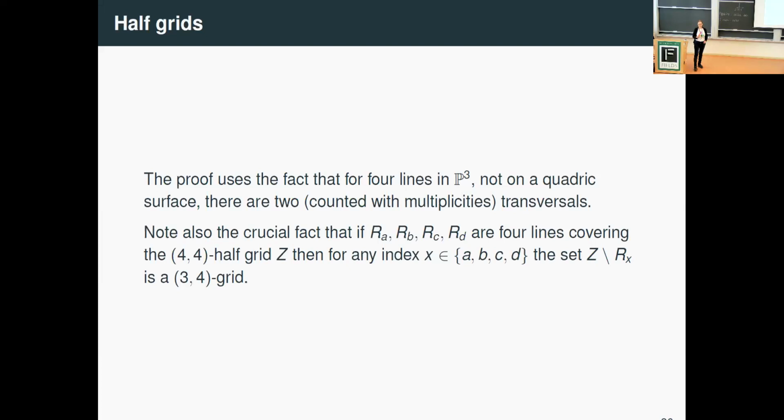So if you have 4 lines, and our half-grid lies on these 4 lines, and we consider the set without one line, then our points form a 3-4 grid. So how do we know it? The half-grid is a Geproci set, so if we take out a line, we get a 3-4 Geproci set, and there are 2 options. One is the grid, and the other is a D4 configuration, but the D4 configuration doesn't have 4 aligned points. So this must be it.